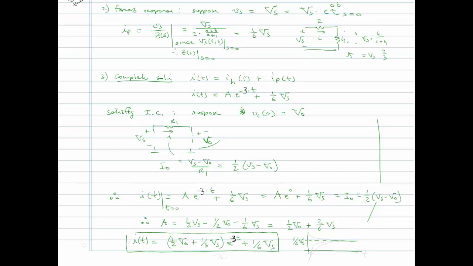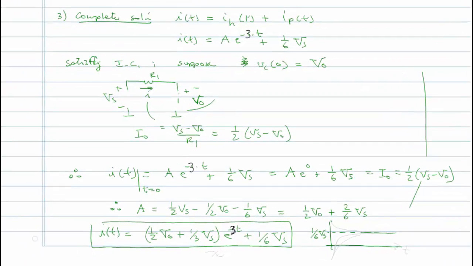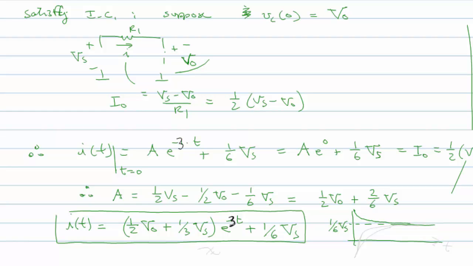Okay, and then we have this exponential term, 1/2 Vo plus 1/3 Vs, which could be positive or negative. We don't know until we choose Vo and Vs. But it would look like this, or it could look like this, right? But in the end, it's just a common decaying exponential that settles out at a DC value. And so there's a complete solution using impedance.